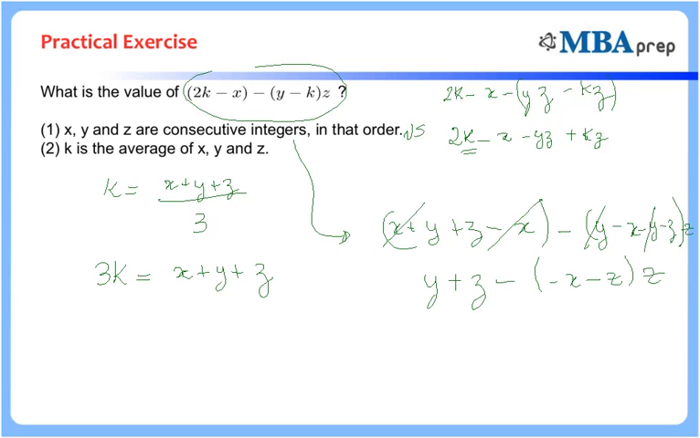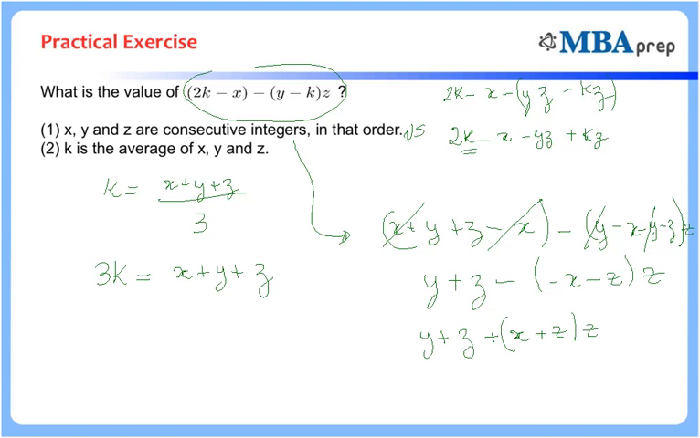Just try to do this to see what will disappear now. It will result in Y plus Z minus X plus Z times Z. This you won't simplify. So this one also not sufficient.